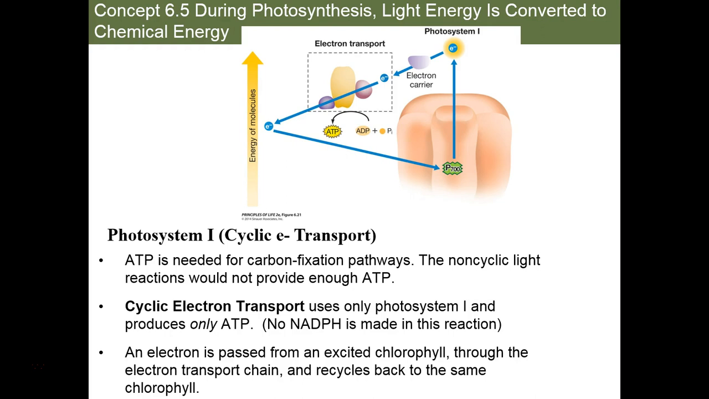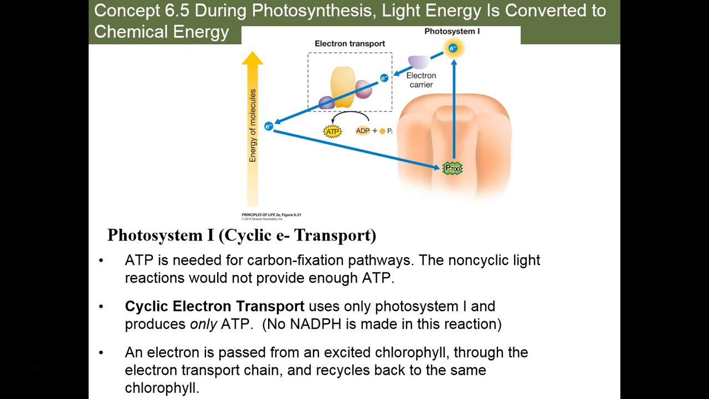In cyclic electron transport, which again occurs within photosystem 1, ATP is produced, and no NADPH is produced, like in non-cyclic transport. This ATP is needed in the carbon fixation pathways that come next.